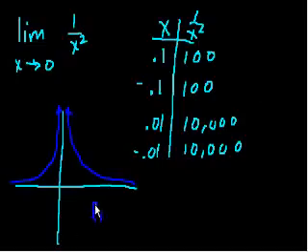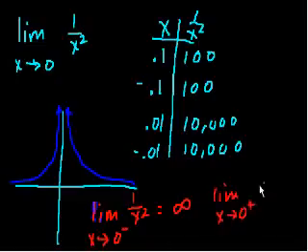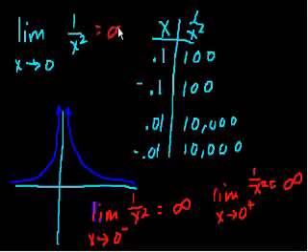So this is a case in which the limit, that's not too bright, I don't know if you can see it. The limit as x approaches 0 from the negative side of 1 over x squared is equal to infinity. And the limit as x approaches 0 from the positive side of 1 over x squared is also equal to infinity. So when you go from the left-hand side, it goes to infinity as you approach 0. And as you go from the right-hand side, it also goes to infinity. And so the limit in general is equal to infinity.